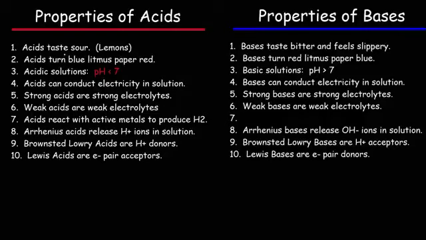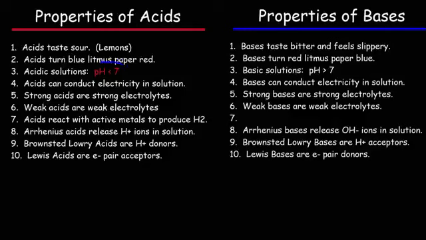Now let's briefly review some properties of acids and bases. Acids taste sour. If you think of lemons, lemons contain a lot of citric acid. They have a sour taste to them. Bases, on the other hand, taste bitter. And if you ever were to touch a base, it would make your skin feel slippery. Now, with regard to indicators, acids turn blue litmus paper red. Bases turn red litmus paper blue.